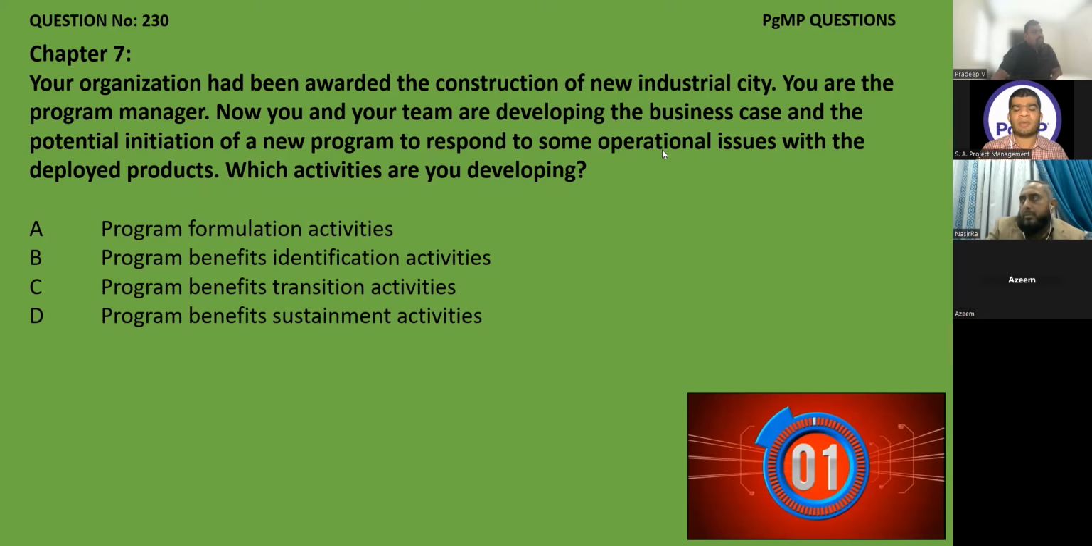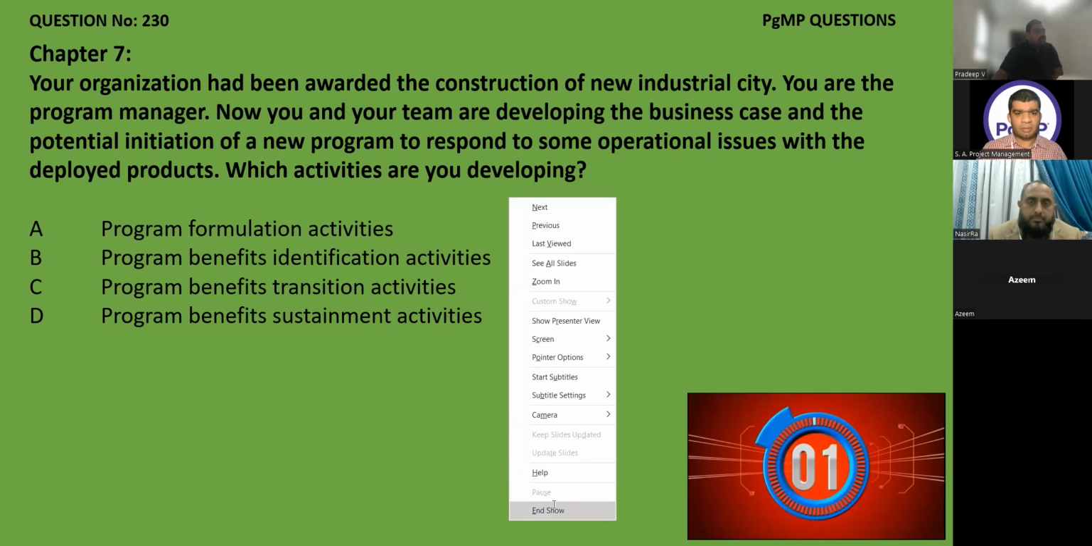And where do operations come in? When the program is already closed, already finished. Yeah, but you are not responsible for the other program. Now, why are you initiating that? Okay, good question. Pradeep, why D? Yeah, it has already gone into operation, and now you are making a new program which will address the issues inside that operation. So you're trying to sustain the benefit.